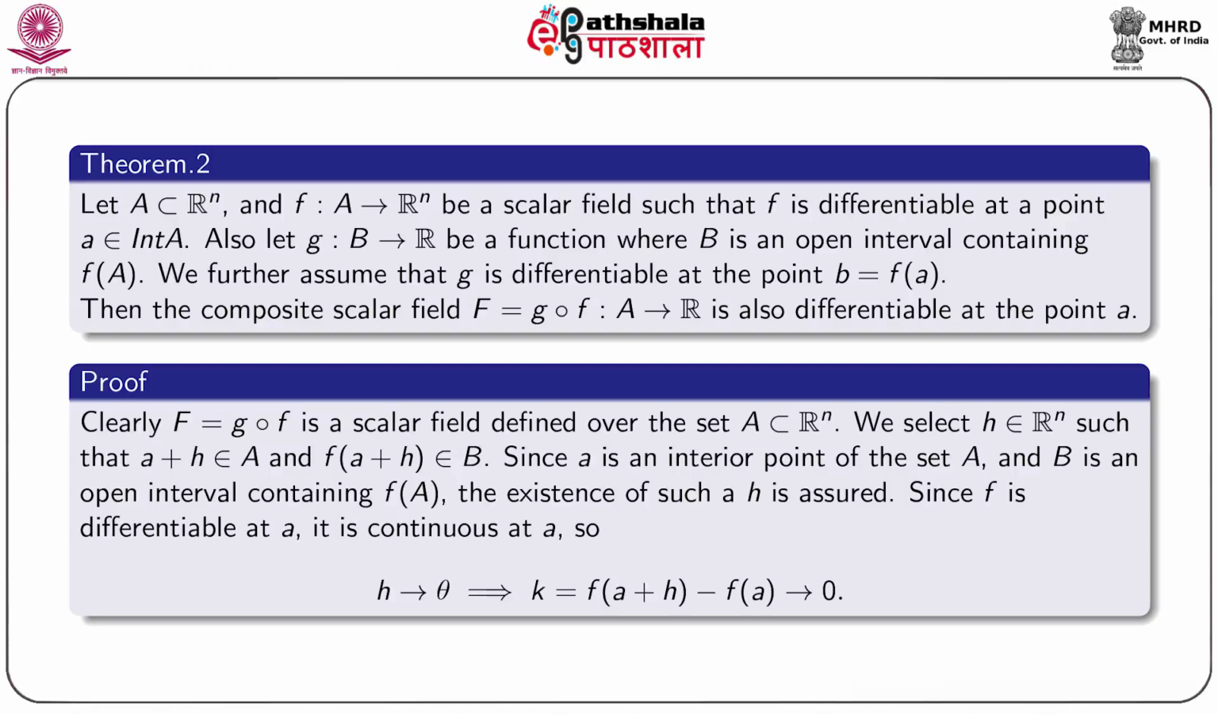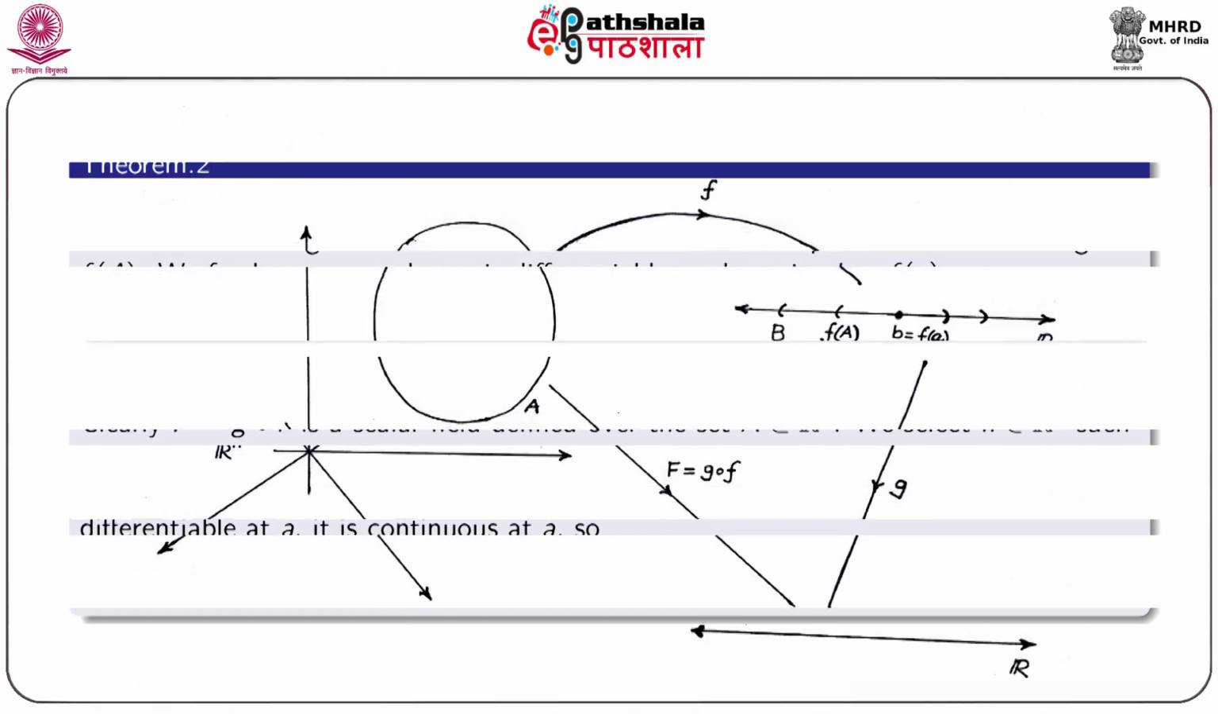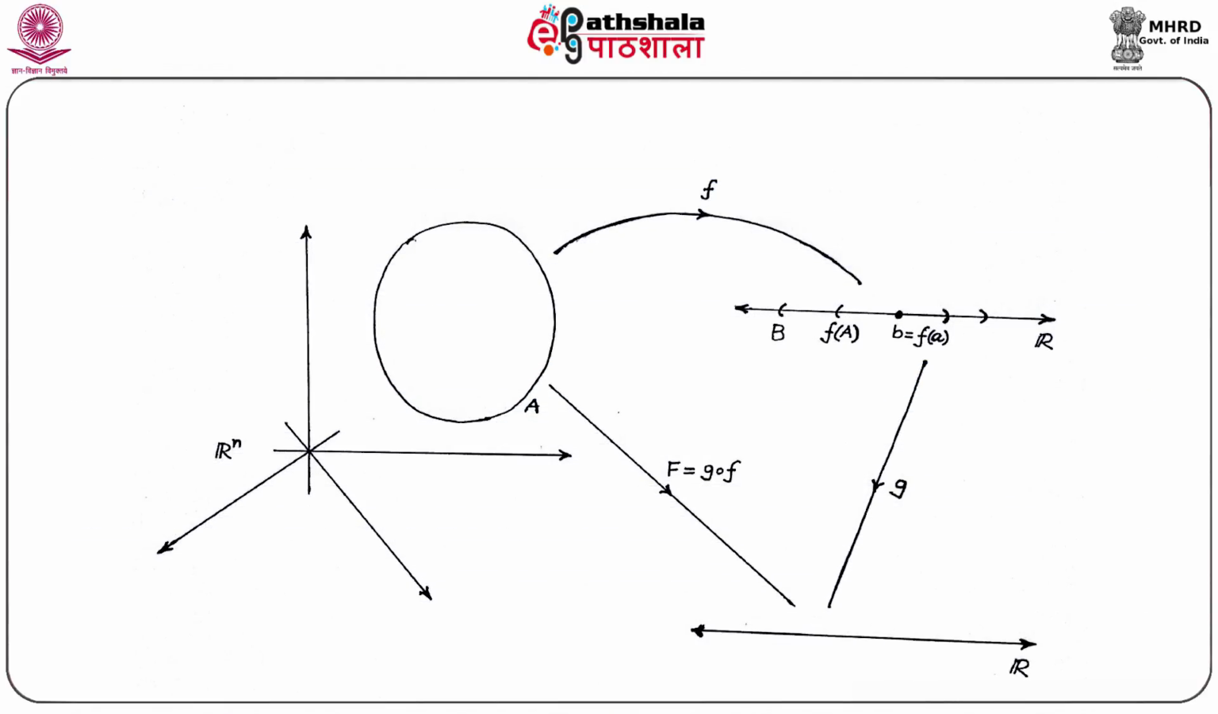Since f is differentiable at the point a, it is continuous at that point. Hence, as h approaches 0, we define a term k by f(a+h) - f(a). Obviously, it should tend to 0 as h tends to the origin. We have shown the picture here. A is a subset in R^n. f carries the points of A to R, in particular in B, and g carries the points of f(A) to R. So, we have the map capital F equal to g composed with f. So, it is a map from A to R.